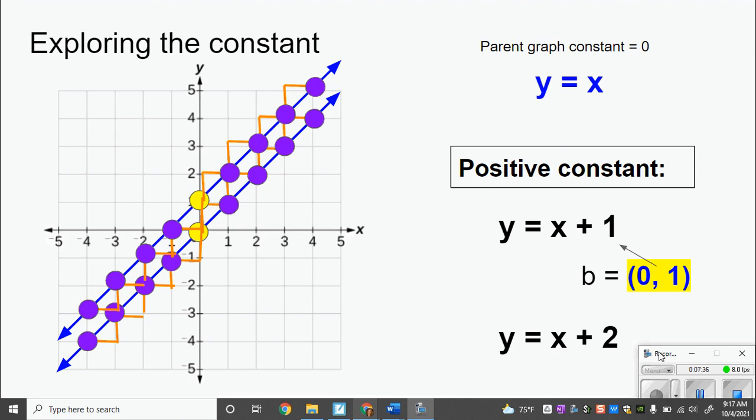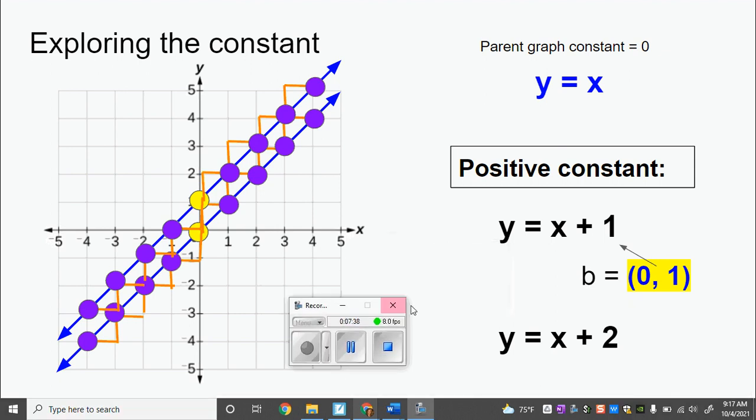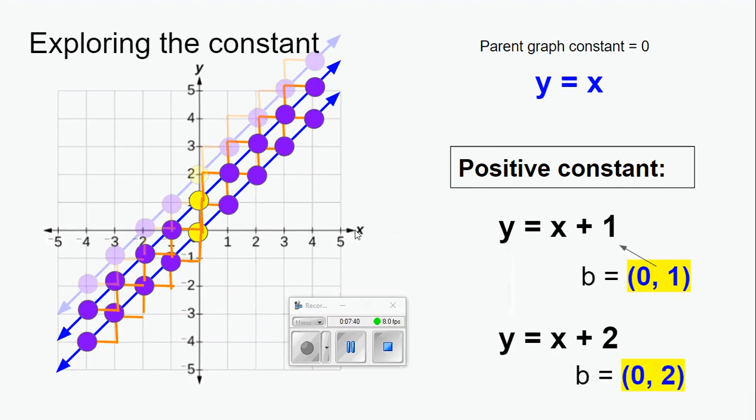Let me get this, sorry. That moves it up to 2. It's going to cross here at 0, 2. Again, same line, it just moved up to 0, 2. So if you see a positive constant, your line will be crossing above the origin.